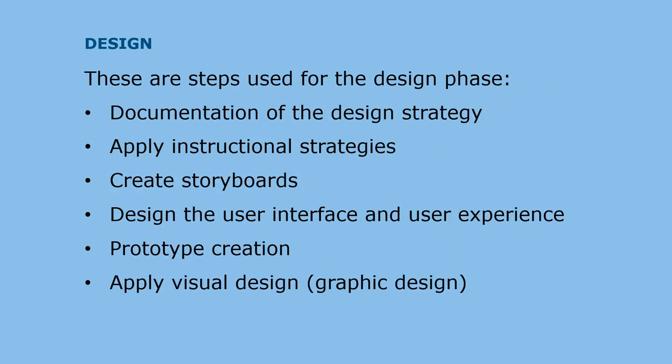These are the steps used in the design phase. First, documentation of the project's instructional, visual, and technical design strategy. Then, we apply instructional strategies according to the intended behavioral outcomes by a domain, like cognitive, affective, or psychomotor. Then, we create storyboards and design the user interface and user experience. We prototype and create any applications that might be necessary for the training design. And then finally, we apply visual or graphic design.